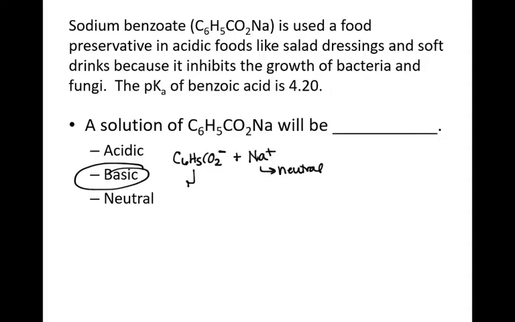It can accept a proton to form C6H5CO2H, which makes it a weak base. So benzoate ion is going to be a weak base. It's the anion, so it can accept a proton, which is what makes it a base. It's not one of our strong bases, so we know it's a weak base. So that's going to make our solution basic.